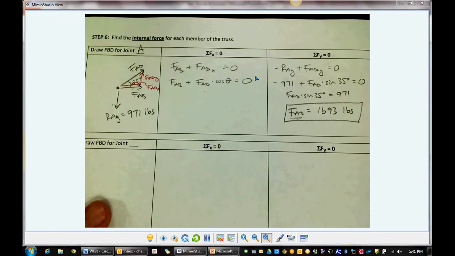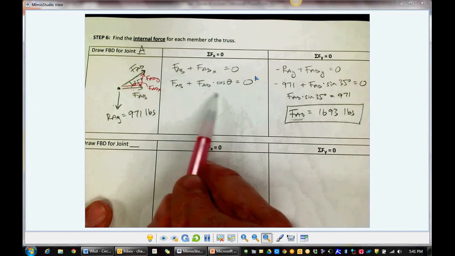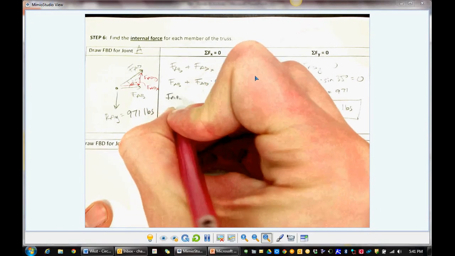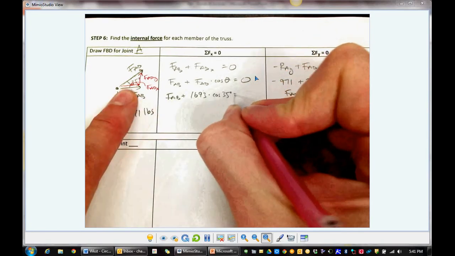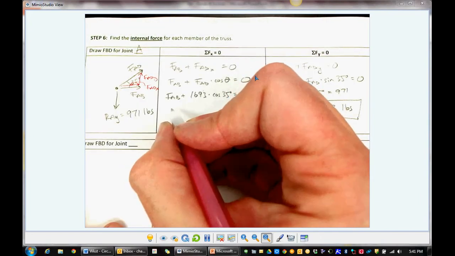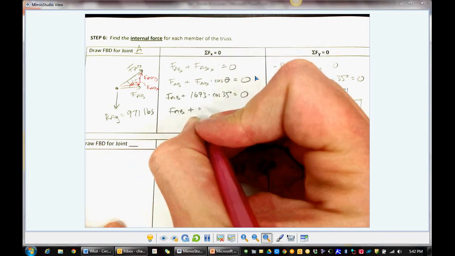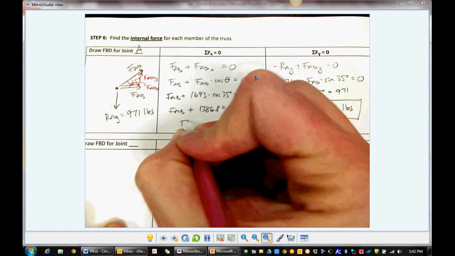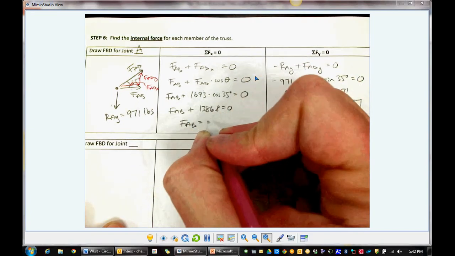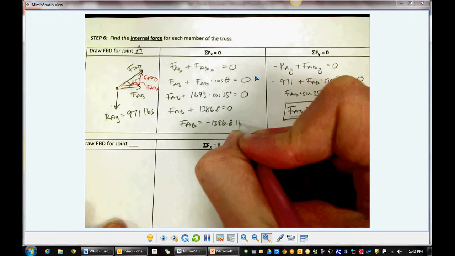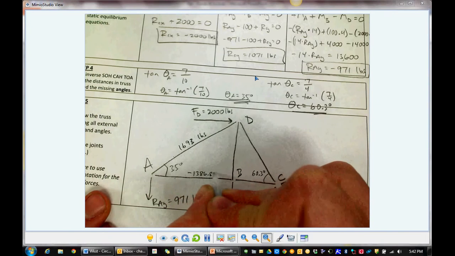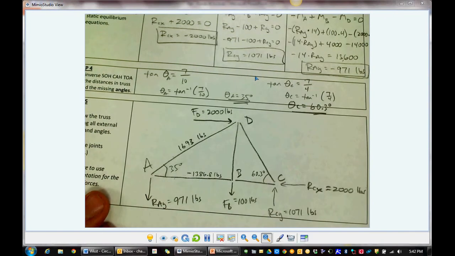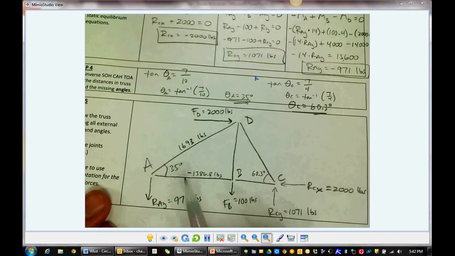All right. All we have left to find now over here is FAB. We know FAD, so let's bring that over, substitute that in. FAB plus FAD was 1693 times the cosine of 35 degrees. And we solve that. FAB plus 1386.8 equals 0. Subtract that over, and FAB comes out to be negative 1386.8 pounds. Let's go update our picture there, negative 1386.8 pounds. All right, it's negative. That tells us we assumed the wrong direction. We assumed, let me drop back to this.